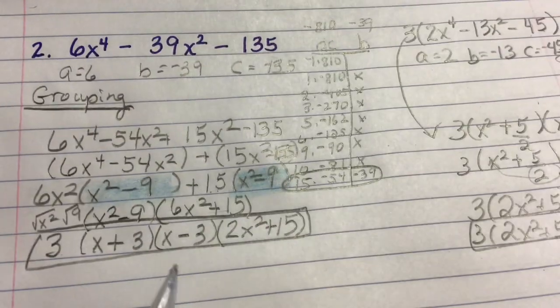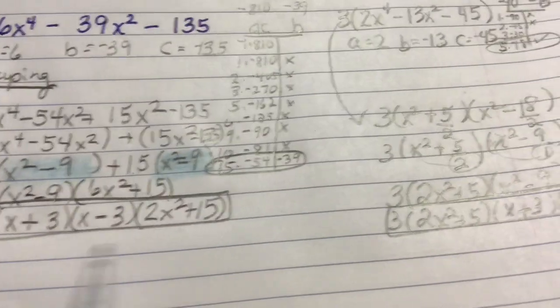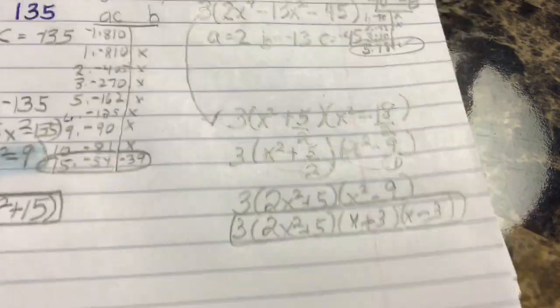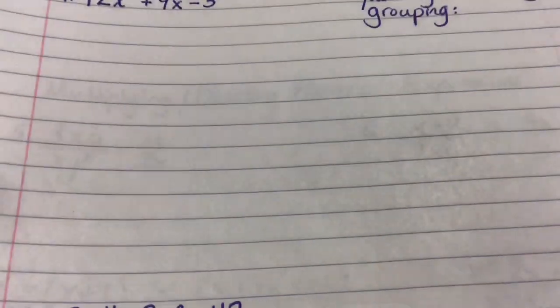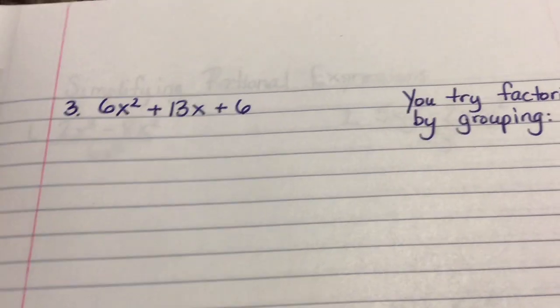Notice, though, that this answer is in a different order from this answer. So it's the same answer, they're just in a different order. Remember, multiplication is commutative. Okay, on to the next example. I'm going to try to do better with those common factors. I apologize for that. Okay, so let's look at number 3.